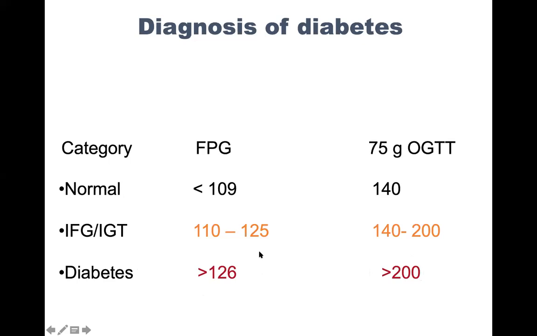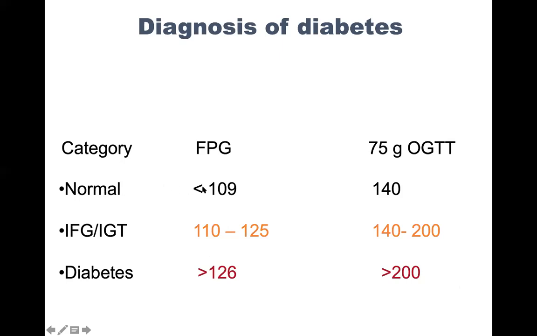Since it's a lifetime diagnosis, if these values exceed these thresholds and there are osmotic symptoms, clear-cut symptoms of diabetes, then we will diagnose it based on a single value, even a casual value of more than 200. But if there are no symptoms and the patient has just had a routine test and found glucose values higher than the threshold, then we would do a repeat test.